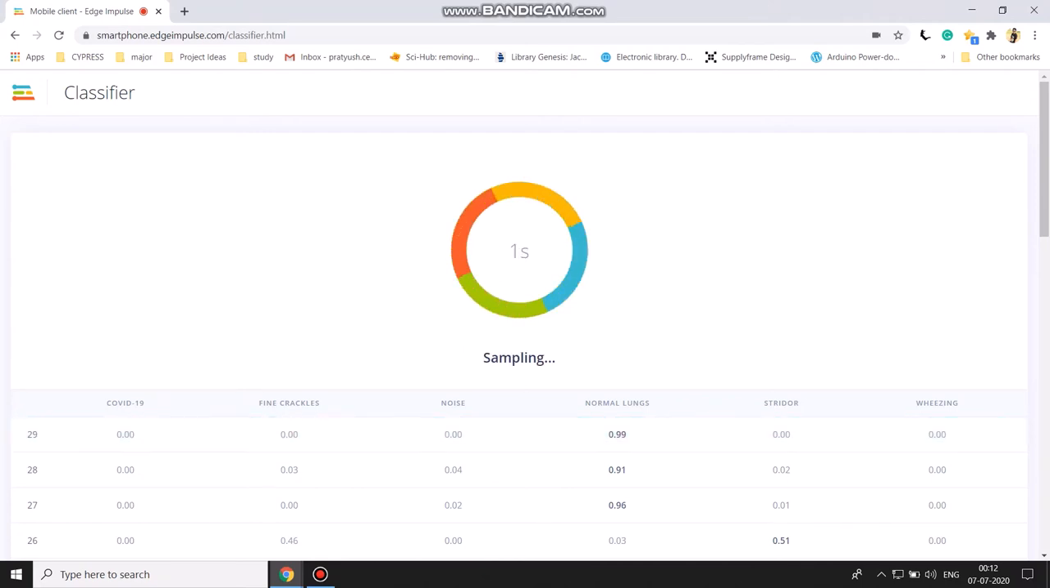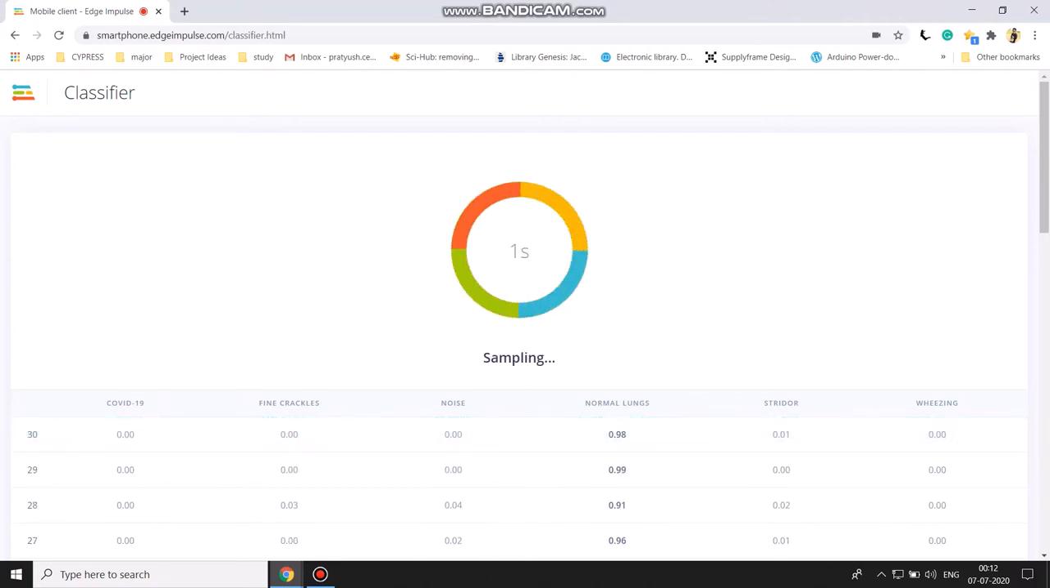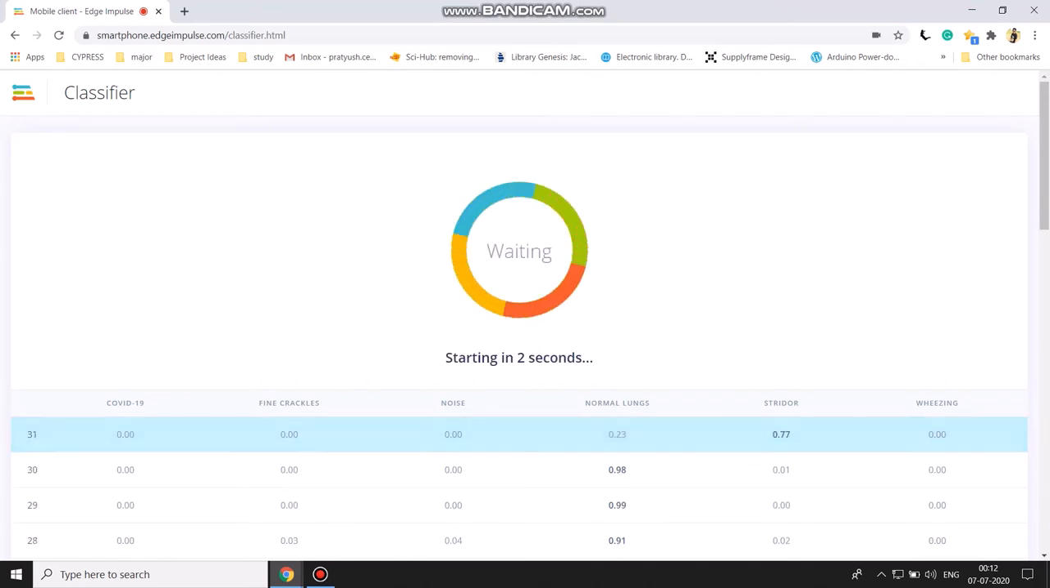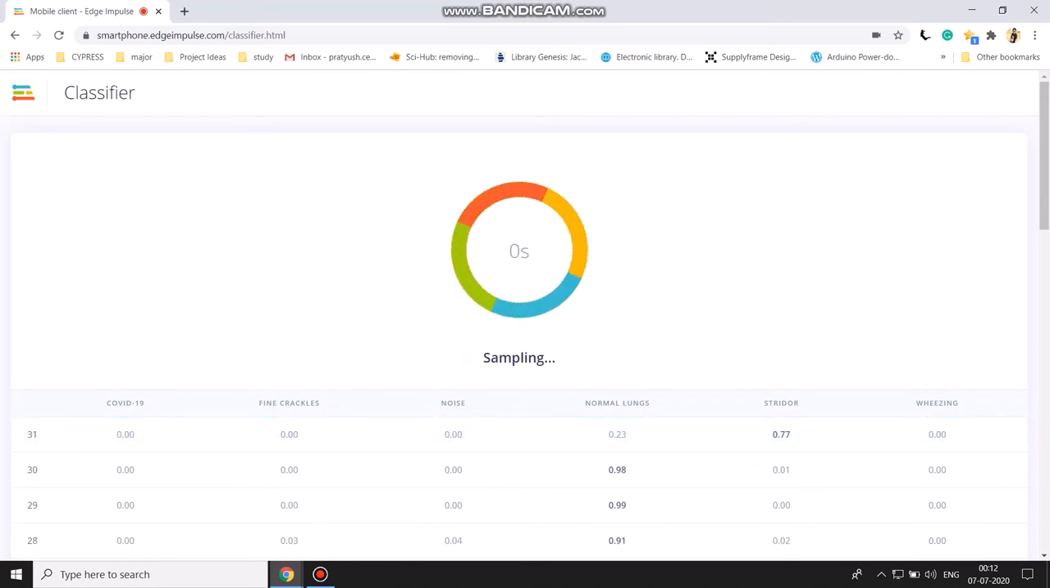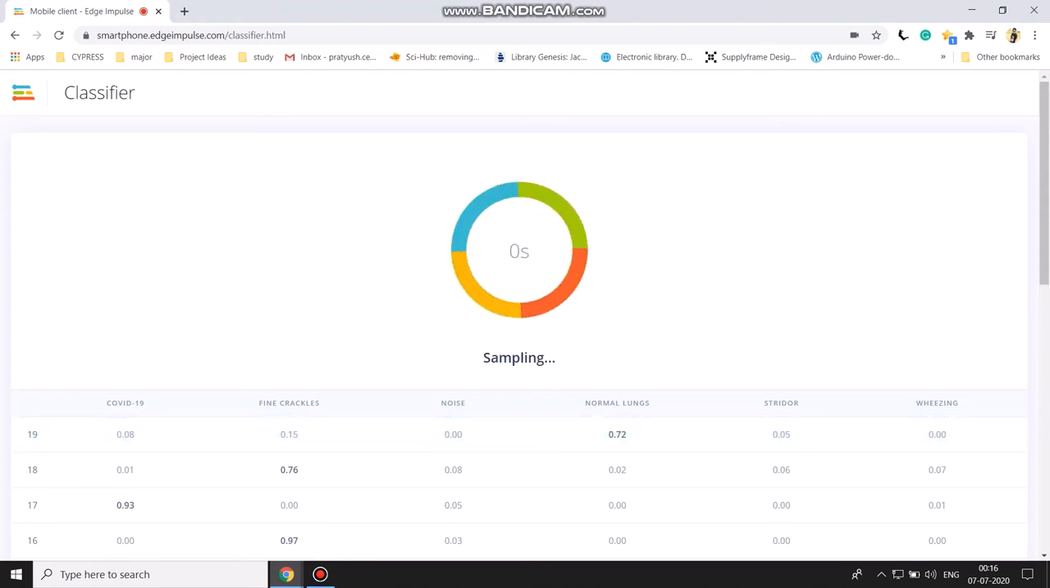As you can see, the model is quite accurately detecting that I'm having proper lung functioning. So now we're gonna play some sounds of fine crackles, and let's see what the results of the model are.